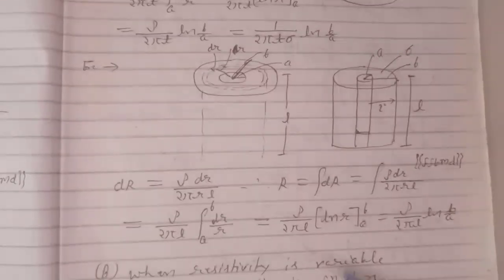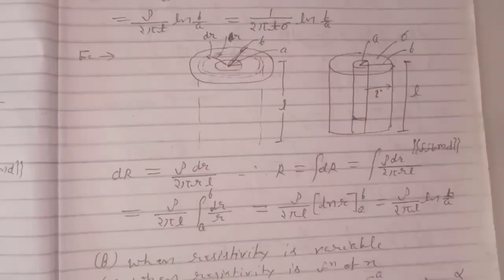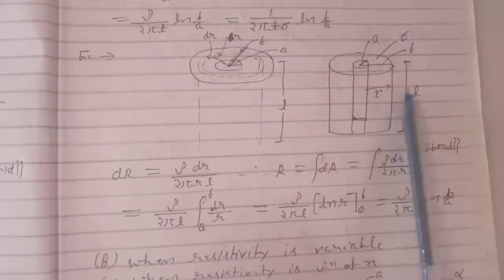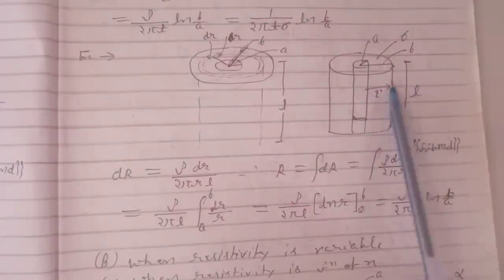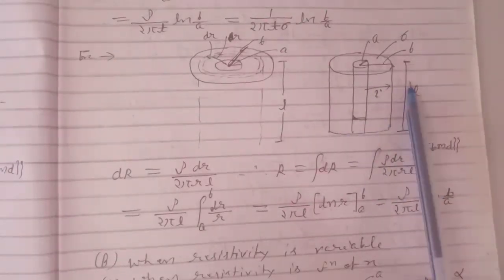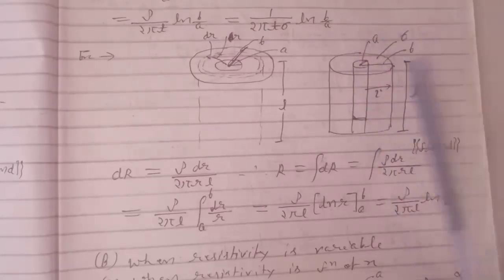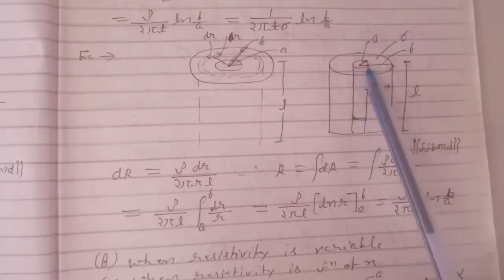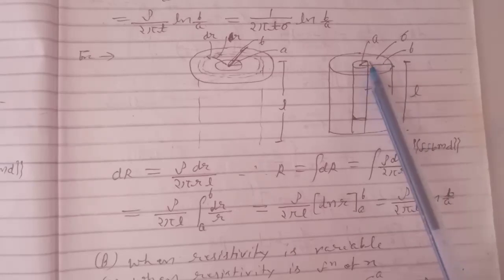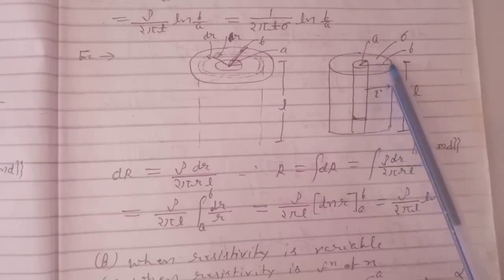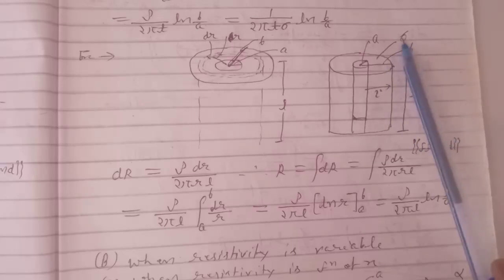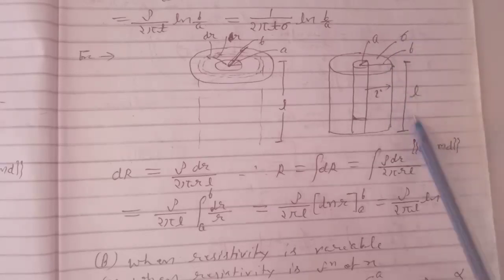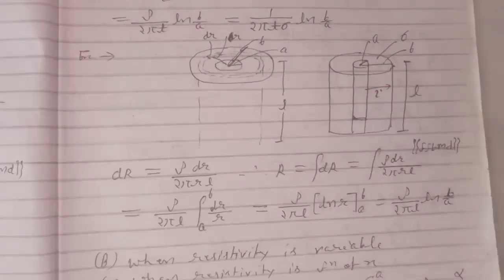Next, here it is given, we have to find the resistance along this direction, because current is flowing in this direction, and this is of radius a and this radius is b, and material is filled between these points from here to here, whose conductivity is given as sigma, and this length is l, that is, this is a hollow cylinder.